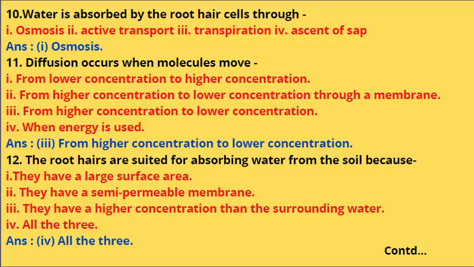Number 12. The root hairs are suited for absorbing water from the soil because number 1, they have a large surface area. Number 2, they have a semi-permeable membrane. Number 3, they have a higher concentration than the surrounding water. Number 4, all the 3. Answer is all the 3. This is because all the options which are given are the characteristics of the root hairs for absorbing water from the soil. So answer will be option 4, all the 3.